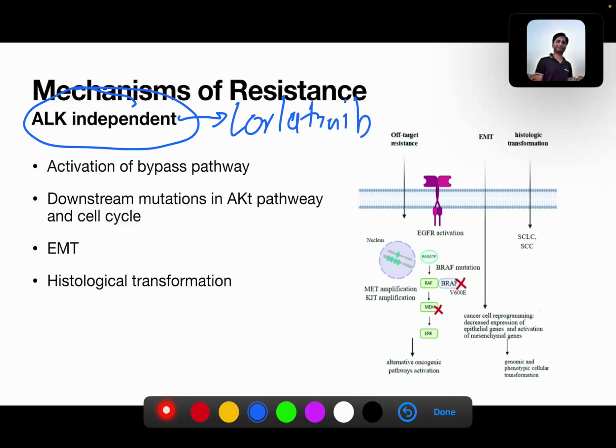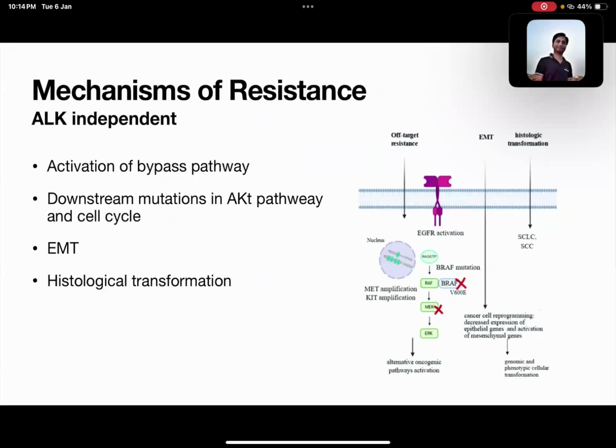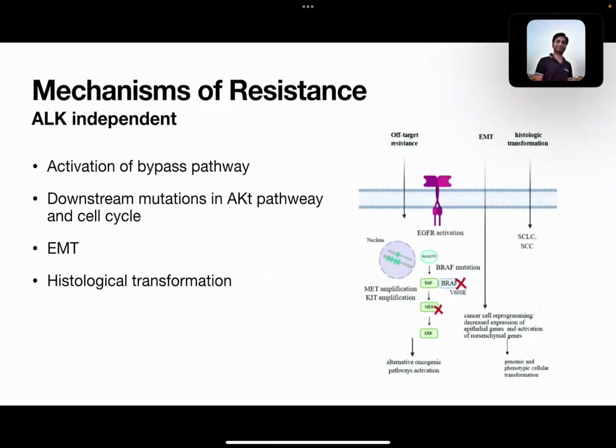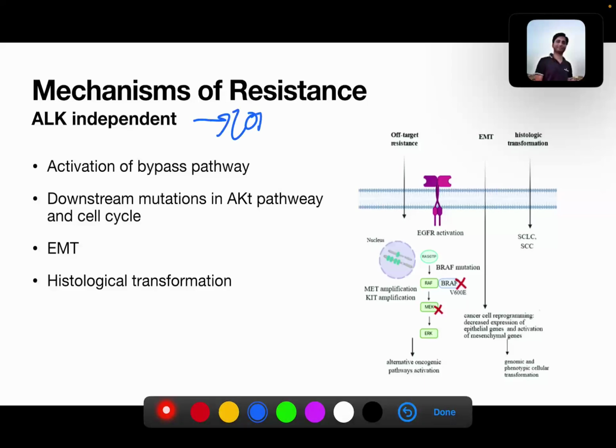Like I said with EGFR mutations, this can be an activation of a bypass pathway, downstream mutations in the AKT or MAP kinase pathway, or in the cell cycle, or you can have a histological transformation to small cell lung cancer, right? So, off-target mutations are commonly seen with lorlatinib and can involve all these different pathways. Especially involving the MAP kinase and PI3K-AKT pathway, other membrane receptors can be activated, and this is usually seen with lorlatinib. So those are the resistance mechanisms for ALK inhibitors.